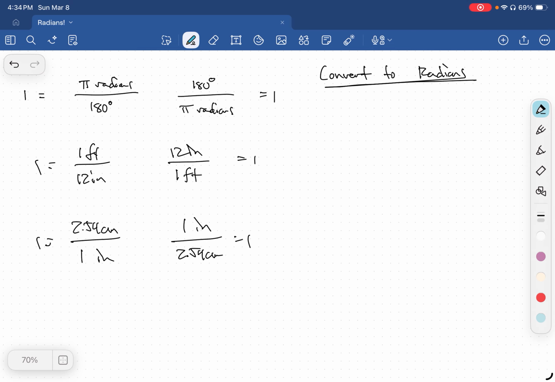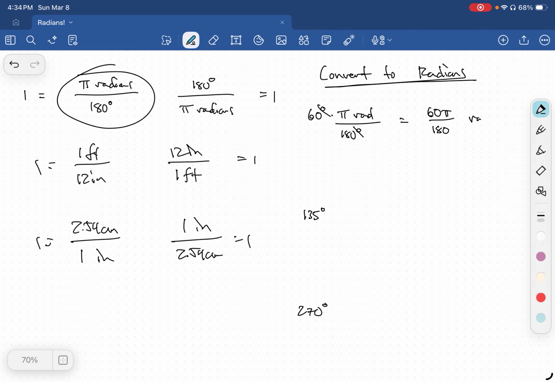And we will start with, let's say, 60 degrees. And maybe let's try 135 degrees and 270 degrees. Okay, so to convert from degrees to radians, we are going to multiply by pi over 180. So if we take 60 degrees and we multiply by pi radians over 180 degrees, you can see that our degrees are going to divide out, and we end up with 60 pi over 180 radians.